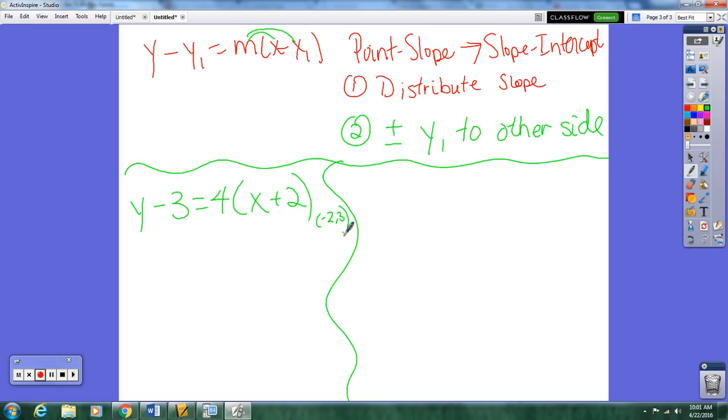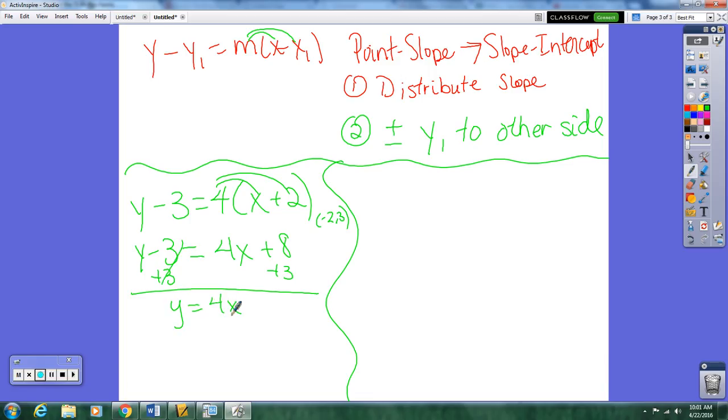All right, so distribute the slope, 4 times x and 4 times 2. Doesn't change this side, it's still y minus 3. So 4 times x is 4x, 4 times 2 is 8. Distributing the slope. The 3 is negative. We're doing that second step, so the opposite of minus 3 is going to be plus 3. So we get y equals 4x plus 11. And we're done. We've got 2 steps on either form.